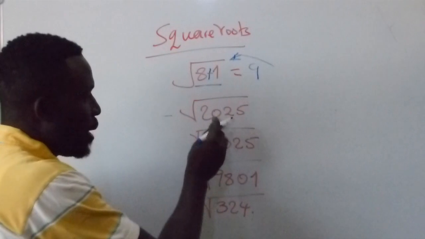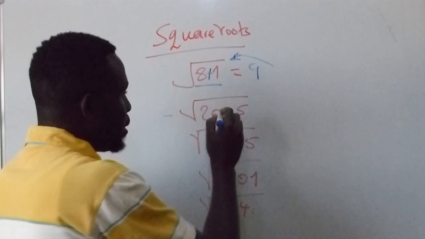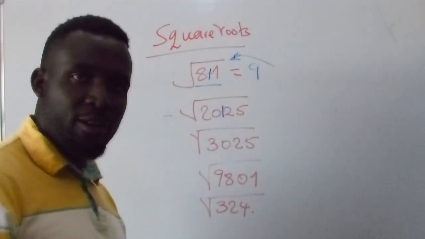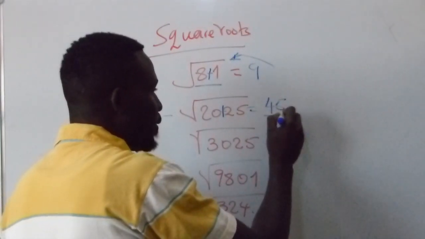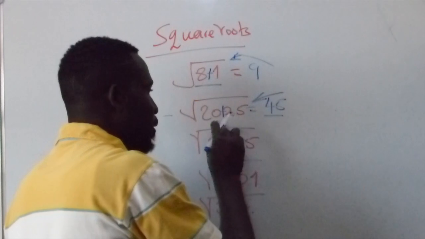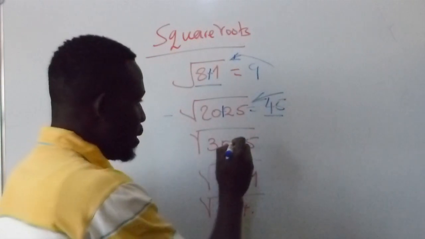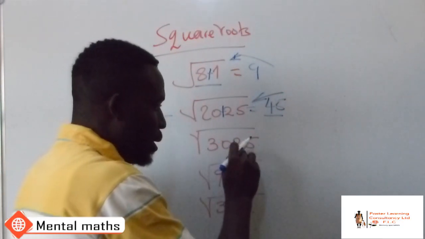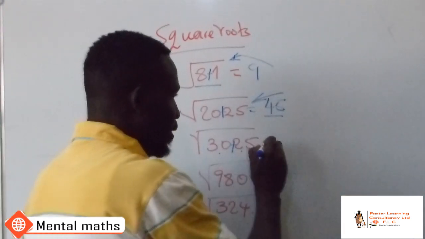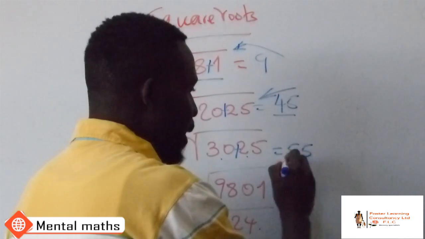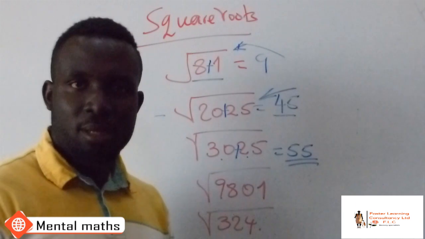Second one is 2025, and you want to look at the square root. So one thing here, only by adding 20 plus 25, which gives you 45. So here 45 is the answer, and 45 is then also the square root of that number, 2025. The same appears here, 30 25. So if you add 30 plus 25, it gives you 55, and that one is the square root of 3025.